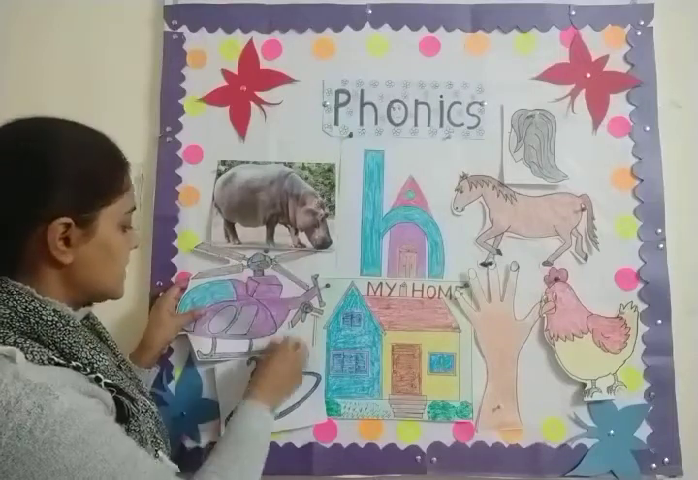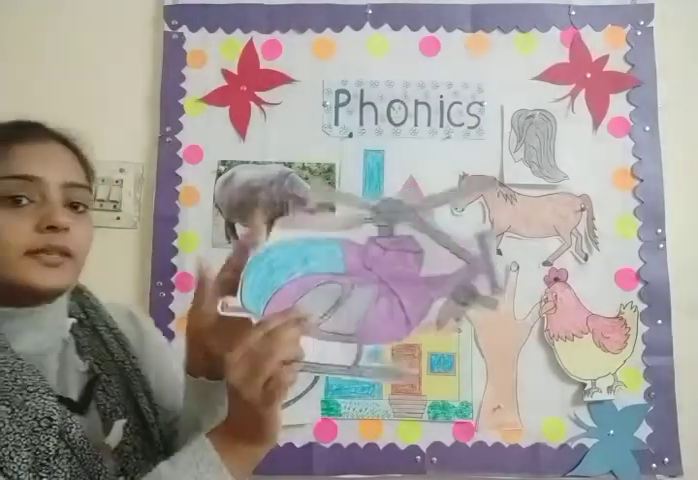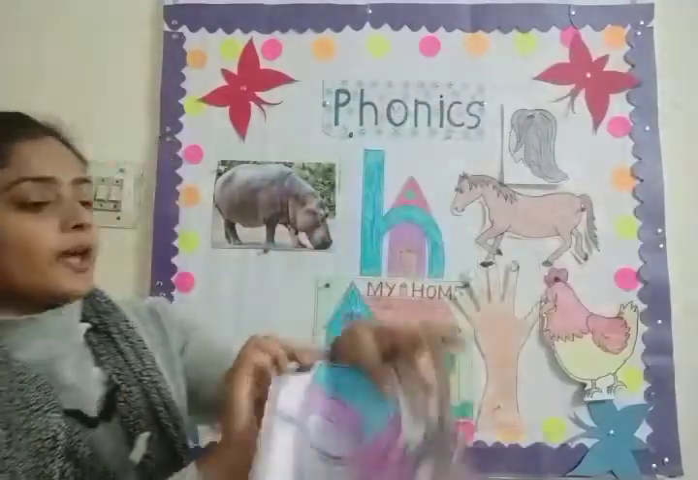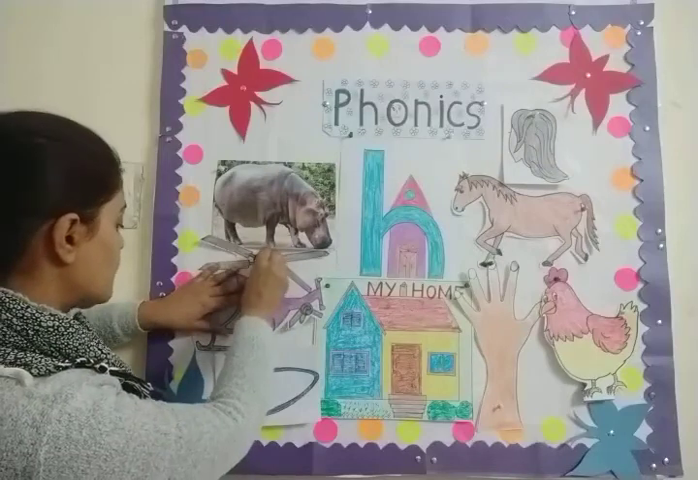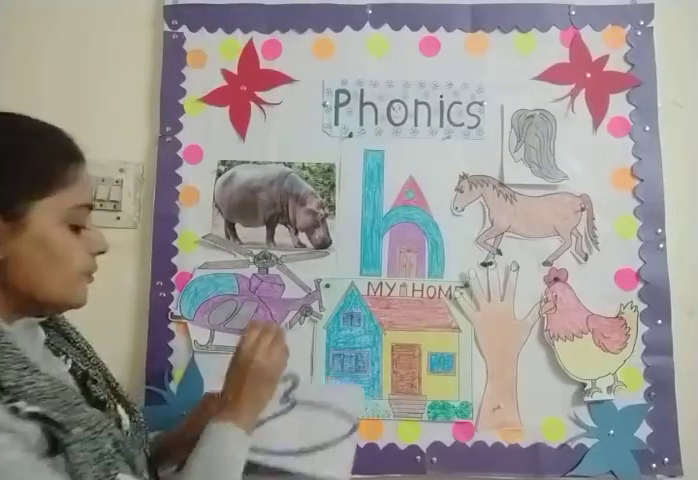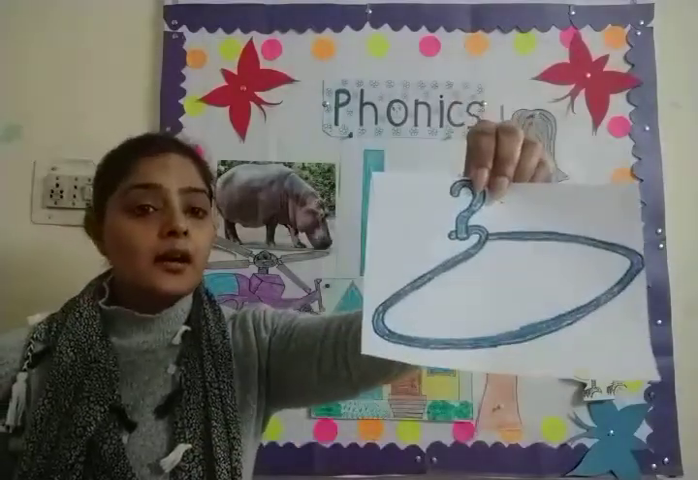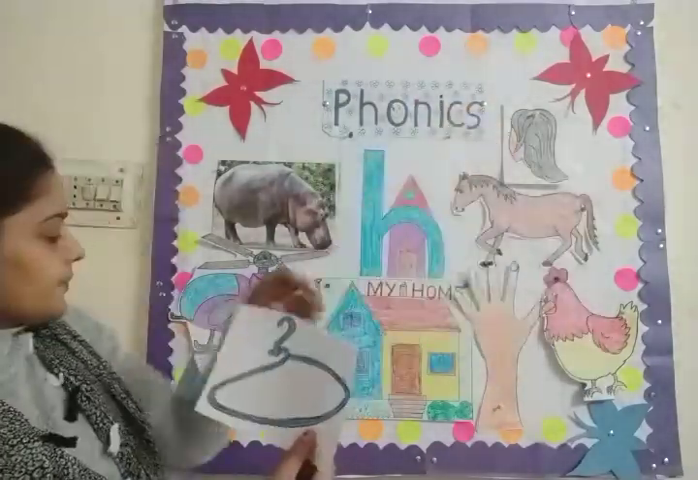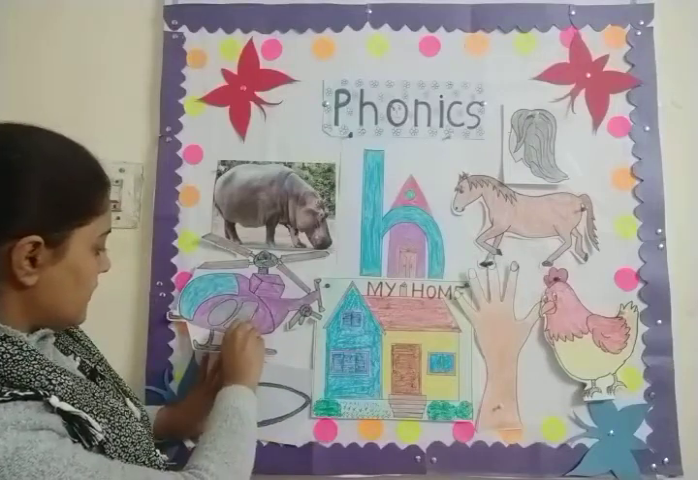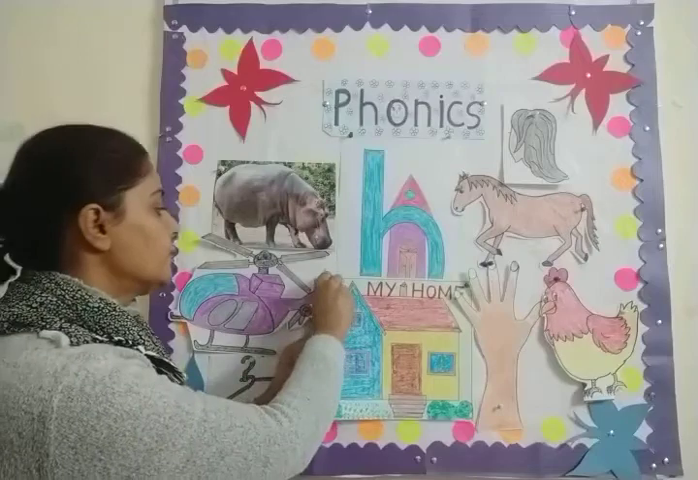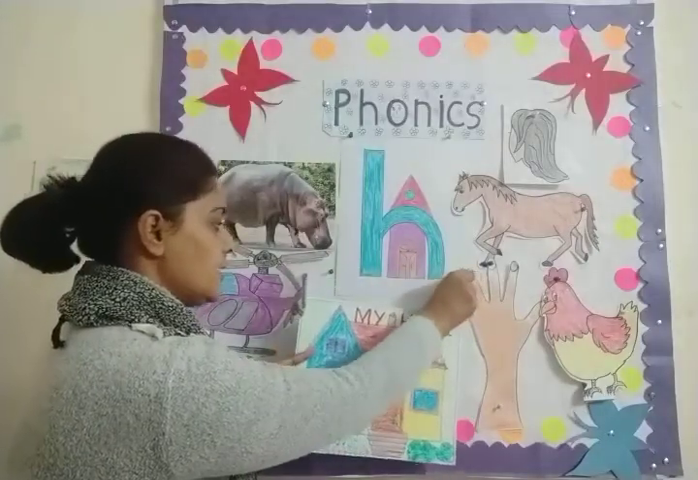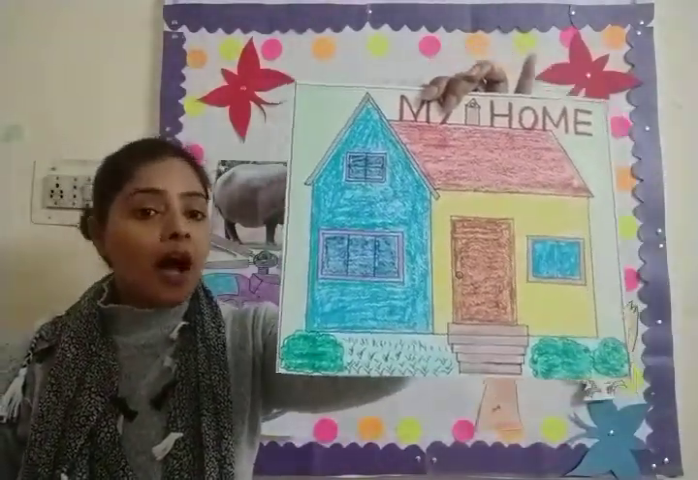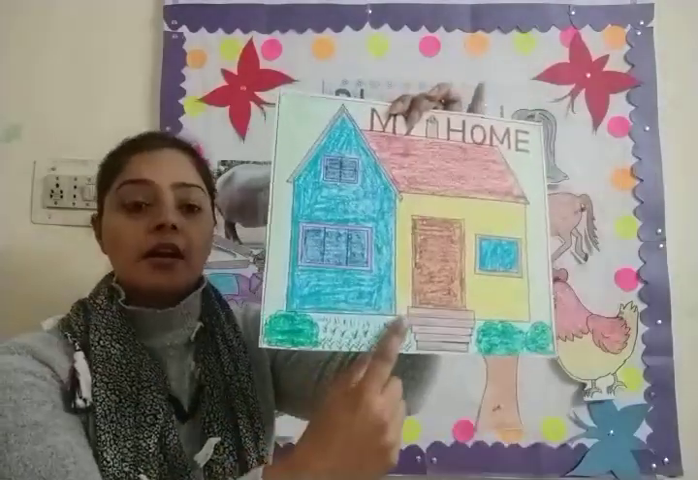Very good. And H for helicopter. Here you can see, this is helicopter. H, helicopter. Very nice. Now, this is H, hanger. H, hanger. Very good. And all of you know, we live in H for house. H, house. We live in H, house. Wonderful.